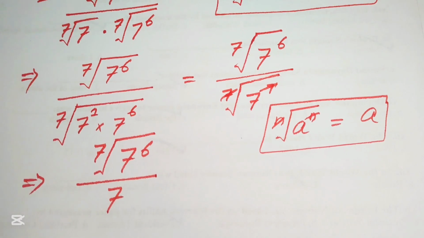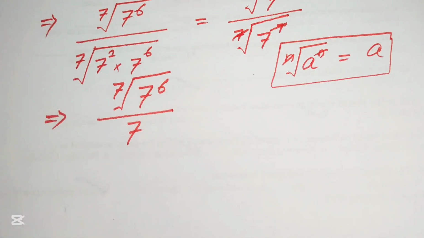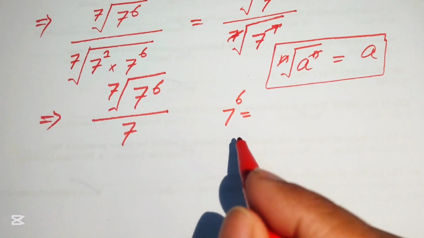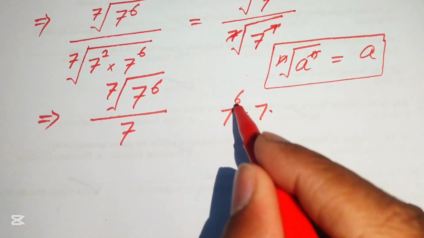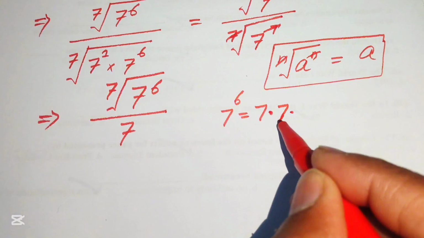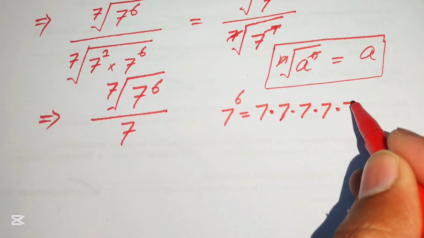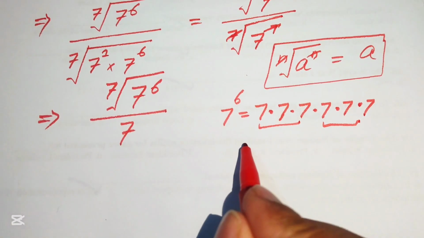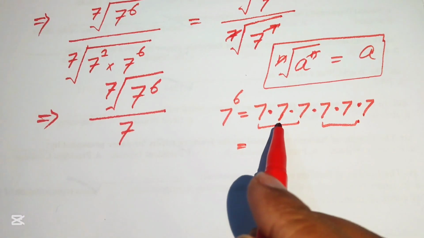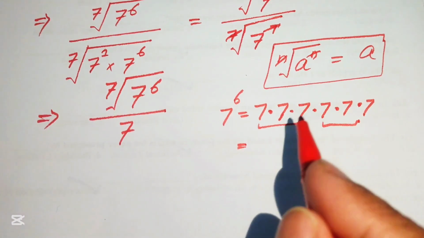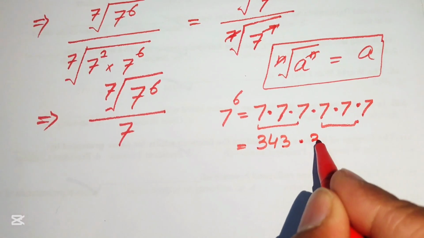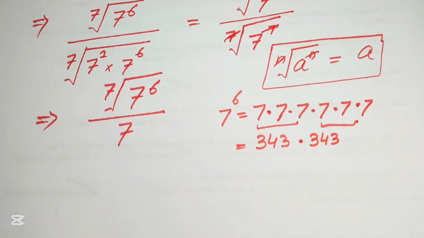Here we need more simplification, and now we focus on this 7 to the power of 6. 7 to the power of 6 means that we multiply 7 by itself 6 times. We write it as 7 multiplied by 7 multiplied by 7 multiplied by 7 multiplied by 7 multiplied by 7. If you multiply 7 times 7, it is 49, and 49 times 7 becomes 343. Similarly, this will also become 343.